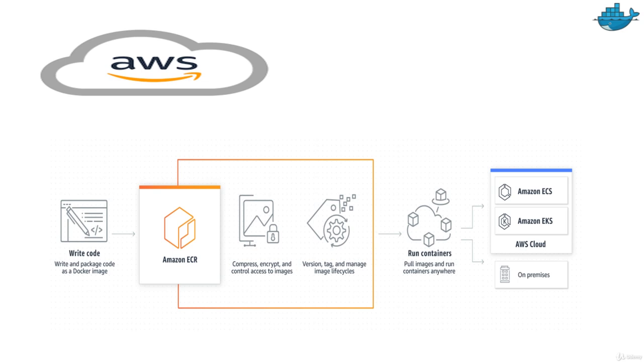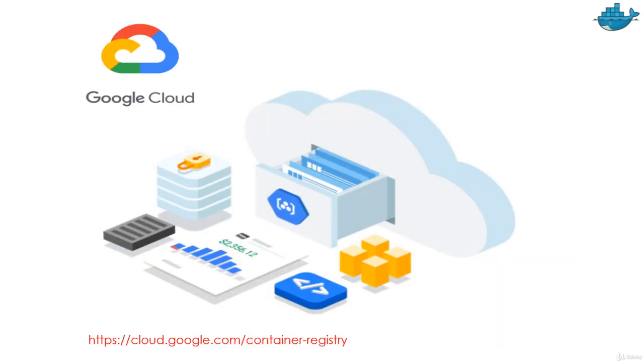Alternatively, if you are using the AWS cloud, we have Amazon ECR, Elastic Container Registry, where you can store your images, and it can be used with ECS, EKS, the AWS cloud, and on premises as well, if you want the same images in different locations. Similarly, Google Cloud has a registry where you can store your images and use them on premises or in the cloud environment.